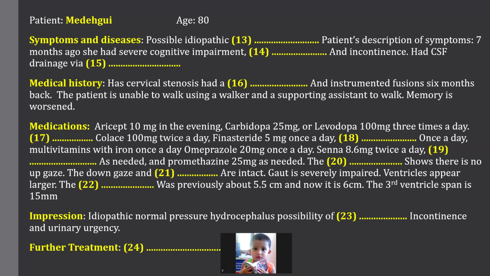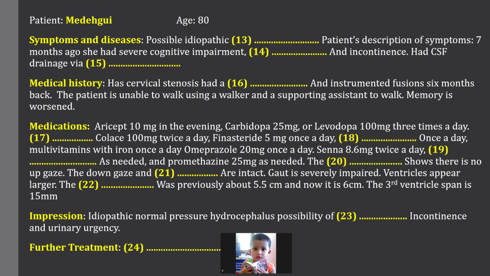Now I can see that the ventricles appear larger. The frontal horn span was previously about 5.5 centimetres and now it is 6 centimetres. The third ventricular span is 15 millimetres. I have come to the conclusion now that you have idiopathic normal pressure hydrocephalus. There is a possibility of supranuclear palsy, incontinence and urinary urgency.